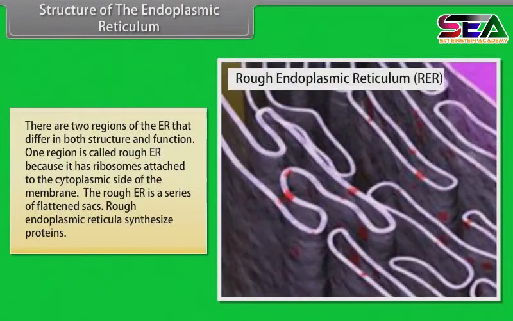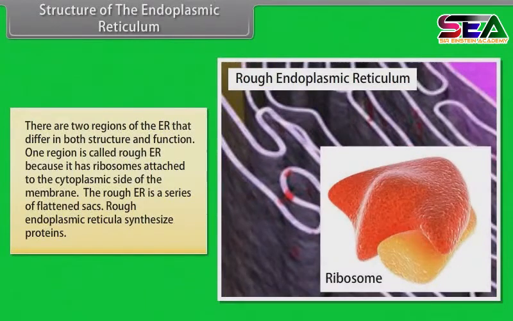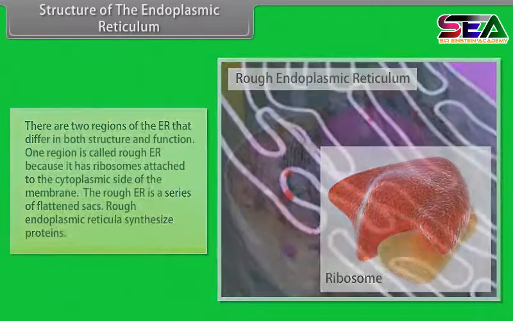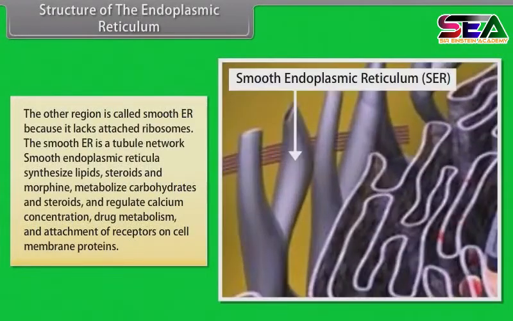One region is called rough ER because it has ribosomes attached to the cytoplasmic side of the membrane. The rough ER is a series of flattened sacs. Rough endoplasmic reticula synthesize proteins. The other region is called smooth ER because it lacks attached ribosomes. The smooth ER is a tubule network. Smooth endoplasmic reticula synthesize lipids, steroids, and morphine, metabolize carbohydrates and steroids, and regulate calcium concentration, drug metabolism, and attachment of receptors on cell membrane proteins.